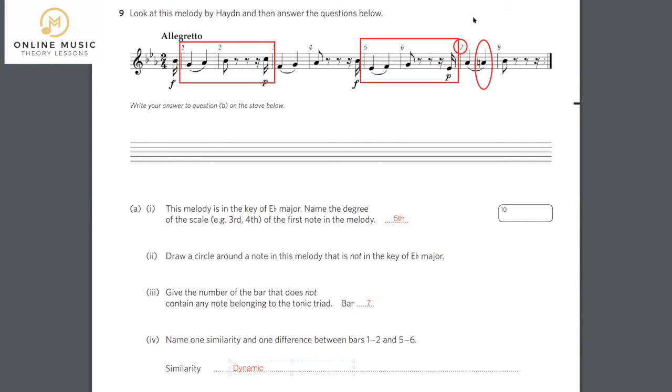So the difference here would be the pitch, obviously. So it's not the same melody, is it? So you see there, you start here on a G, and you go up to an A note, and then you got an E note to an F note. So that difference there would be pitch.